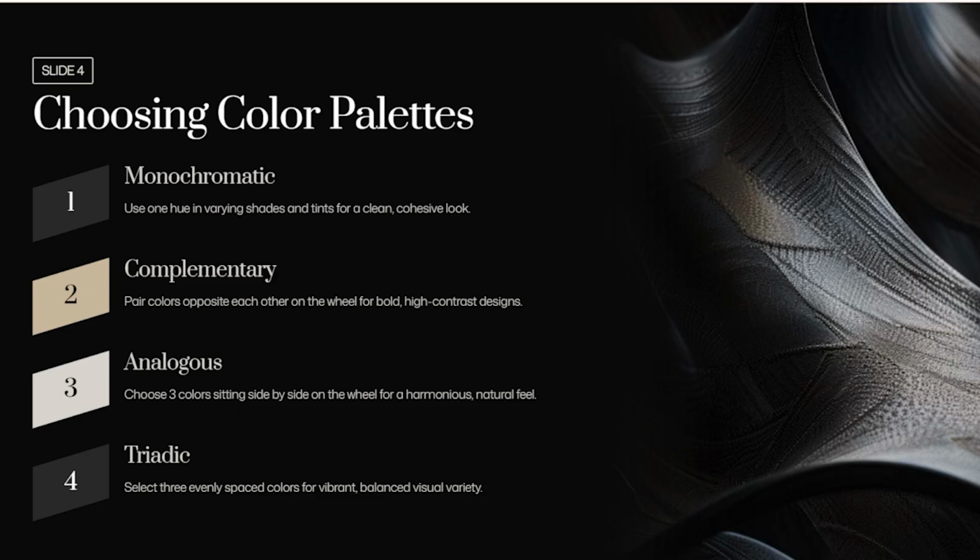Like if you are promoting some products, or you can use your websites in CTA buttons, that time you can use a complementary color palette. And then analogous uses the neighboring colors, best for calm and modern interfaces.